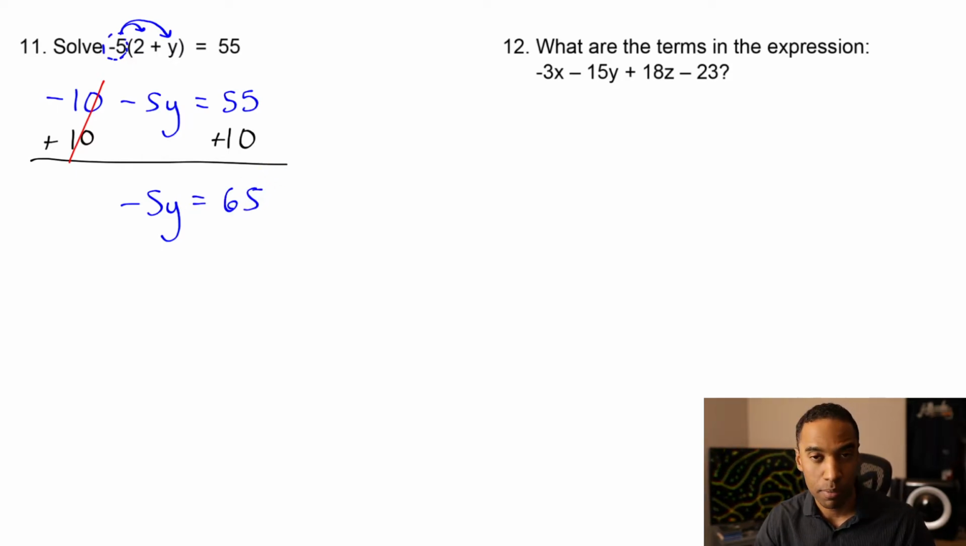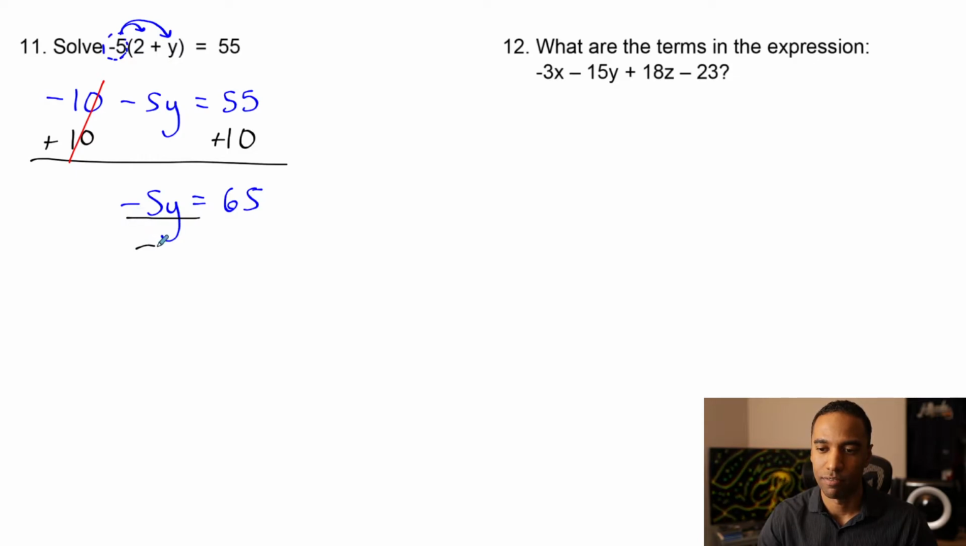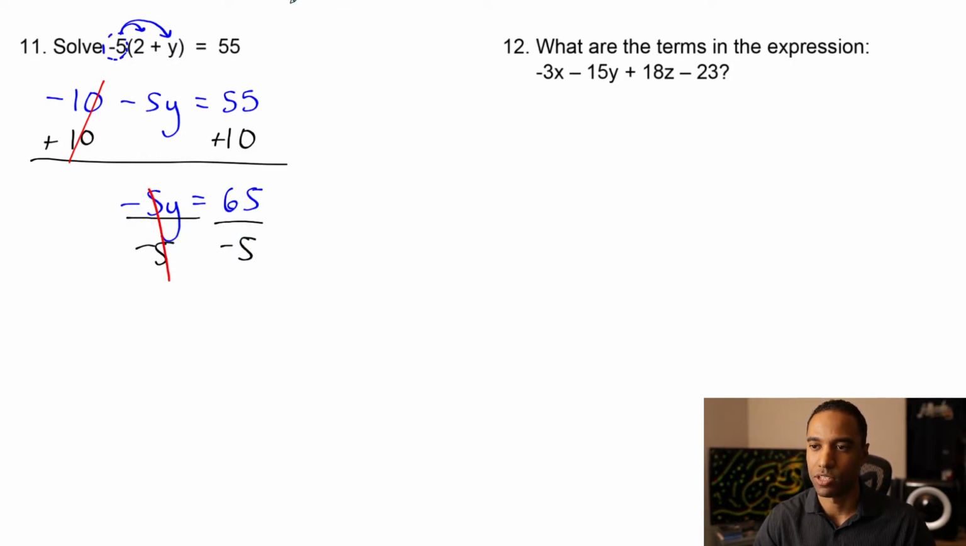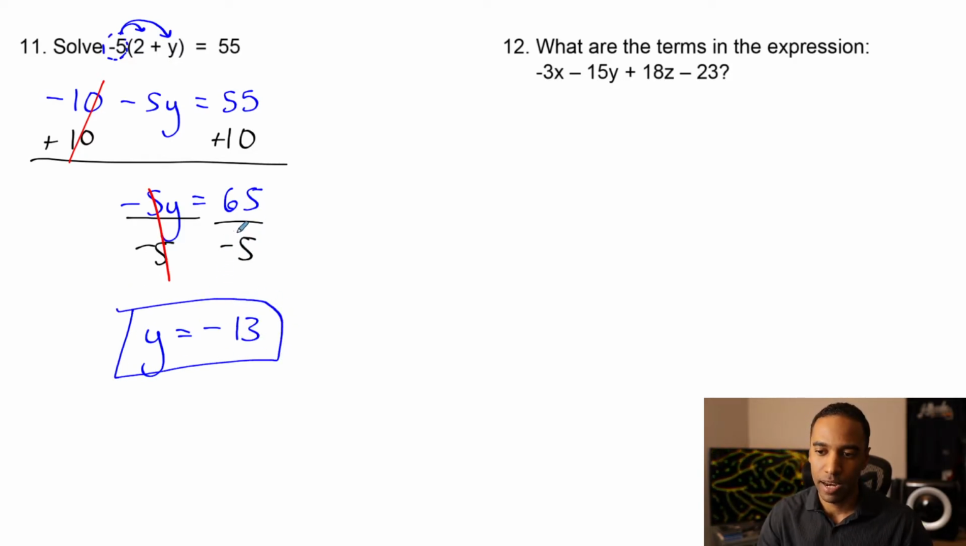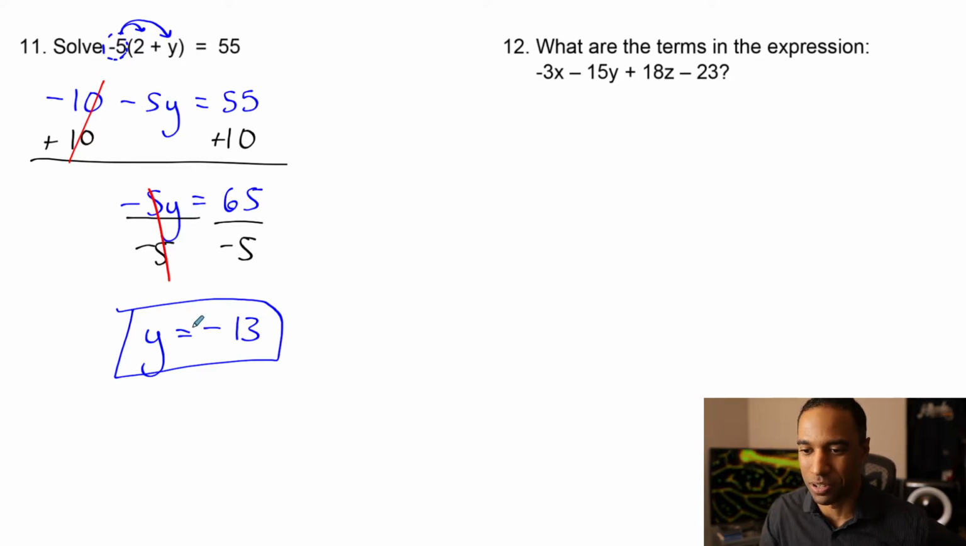And now I get to divide both sides by negative 5. By negative 5 here. And the negative 5's cancel. And I get y equals negative, what's that, 13? Negative 13. Hey, we divided by a negative. Do we flip the equal sign? Yeah, we flip it and it still remains an equal sign. There's nothing you can do to that.